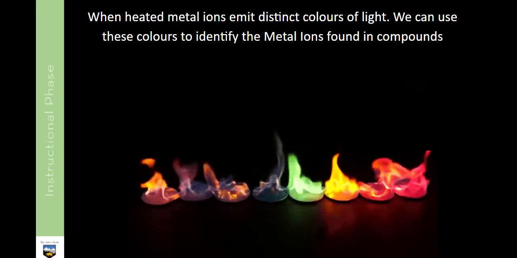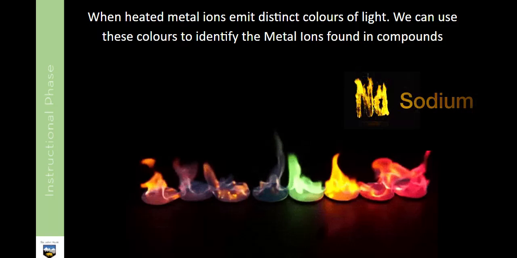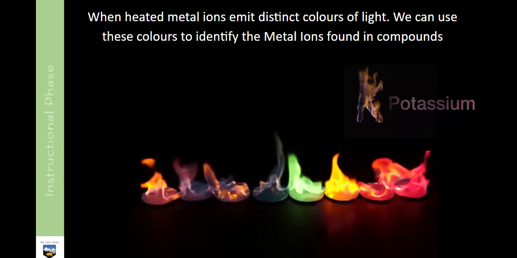Oh, it's not going to load. See, lithium gives a nice red colour. So the heat actually gives energy to the metal ions and they give out light. Sodium, yellow colour. They use sodium in street lamps. That's why it gives a nice yellow glow. Potassium, I like potassium, lilac. Rubidium. You don't need to know the last 3.